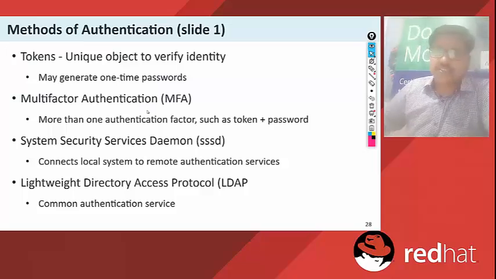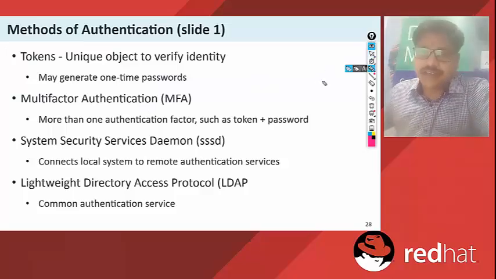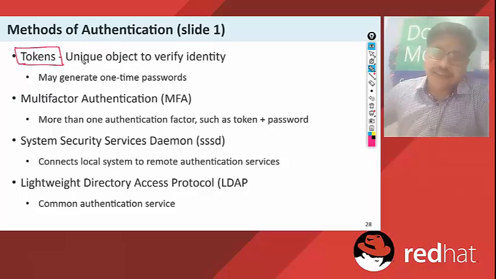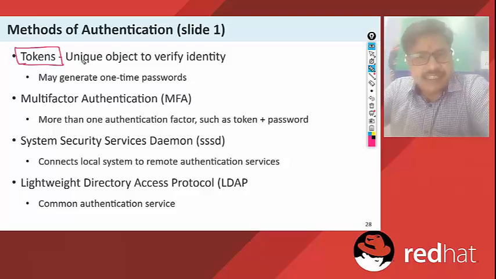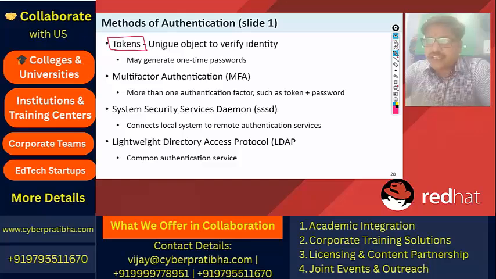Now the methods of authentication. What are the methods we can use for authentication? First is a token. A token is a specific object which verifies that it is you. It means if you have the token, you have accessibility. If you don't have the token, you cannot get authenticated.